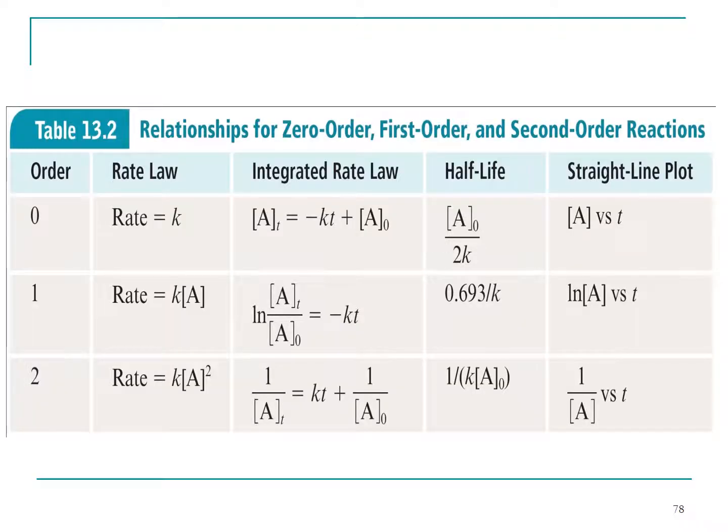This is just a nice little table that summarizes all of our reactions. So we have the rate law for zero order, first order, and second order. For zero order, notice that there is no concentration because it is independent. First order is A to the first power, second order A to the second power. The integrated rate law for zero order, for first order, and for second order, and then the half-life for those three, and then what a straight line will tell you.